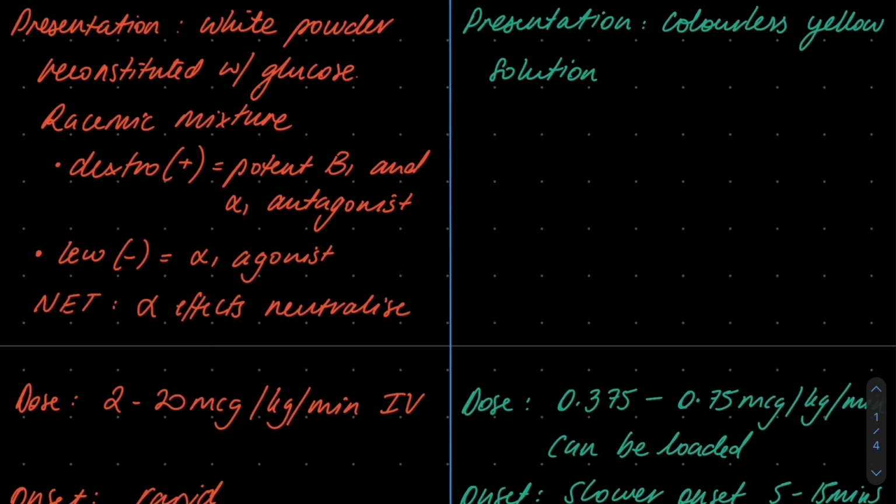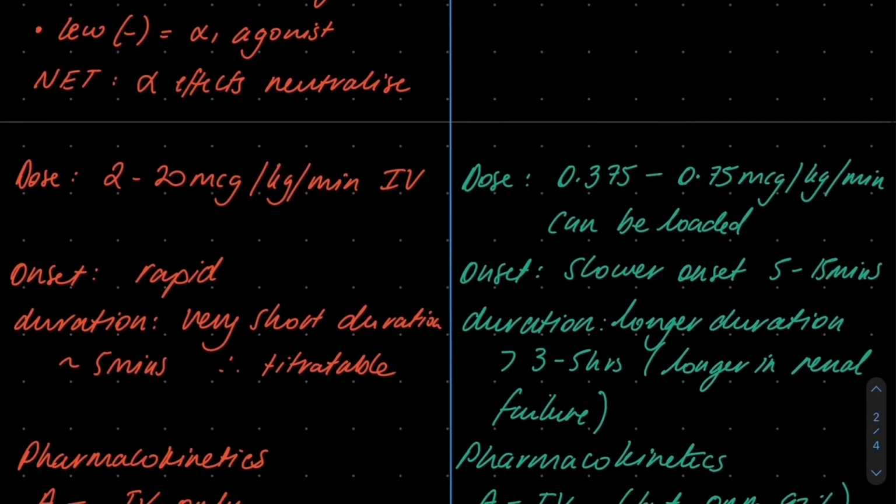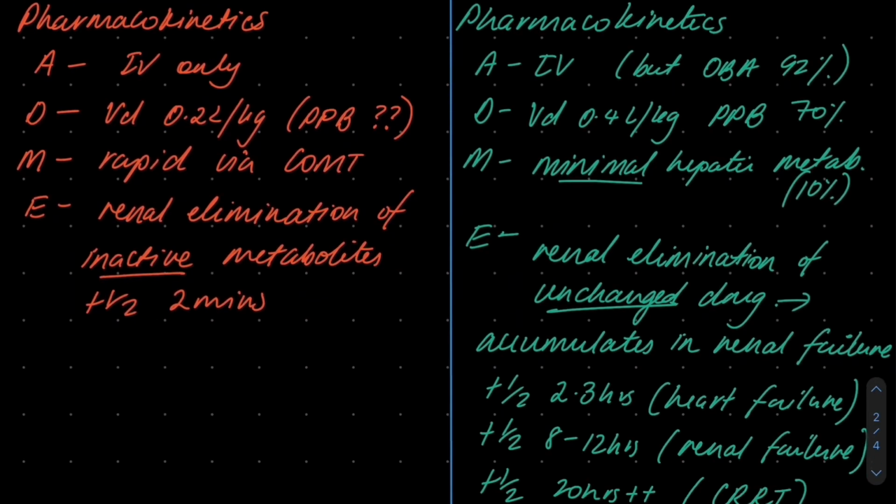In terms of the presentation, the main thing to mention here is that dobutamine comes as a racemic mixture. The other key things to highlight are that dobutamine has a much more rapid onset and is highly titratable, and this is due to the pharmacokinetic properties, where dobutamine is rapidly metabolized by catechol-O-methyltransferase. And the other important thing to note is that the duration of Milrinone is quite prolonged in renal failure, and this is because it is renally eliminated as unchanged drug.